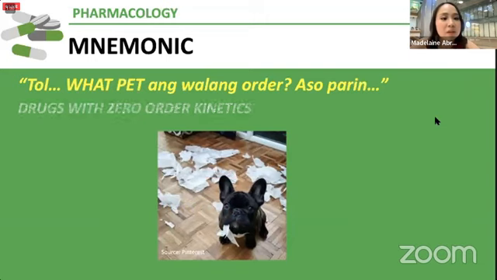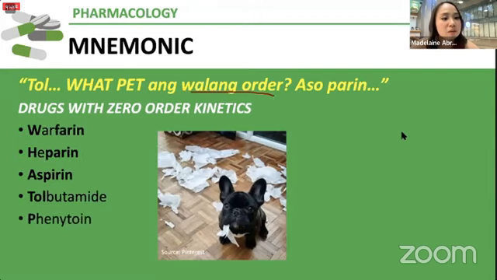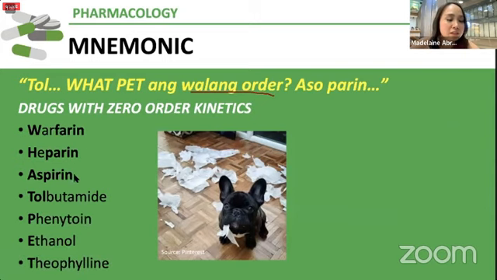So tall what pet is the one with no order. So aso. So what, no order, because zero order. So the zero order kinetics drugs are the following. Your what pet. Warfarin, heparin or anticoagulants, aspirin and antiplatelet. Tolbutamide is a sulfonylurea, right, for diabetes. Phenytoin, an anticonvulsant, ethanol, an alcohol, then theophylline, a bronchodilator.